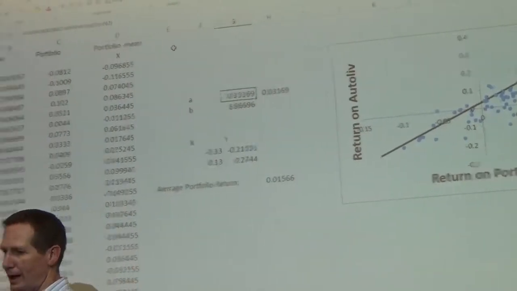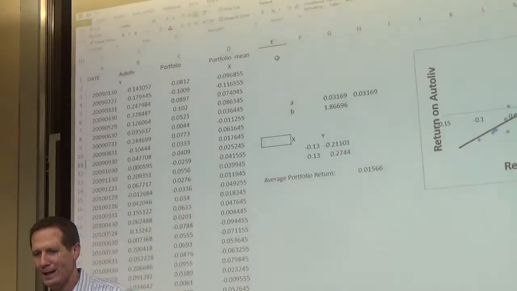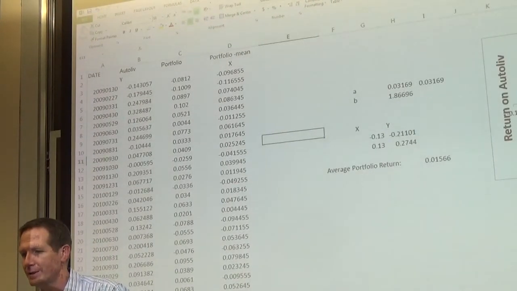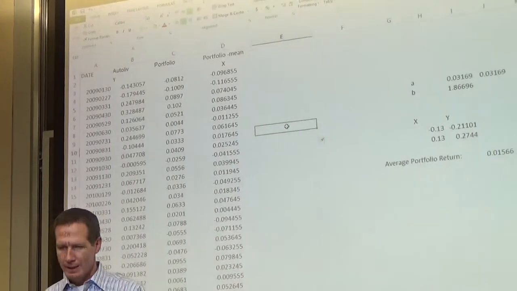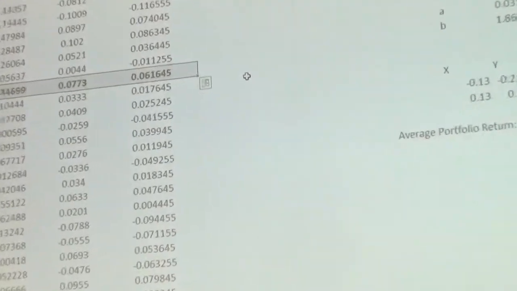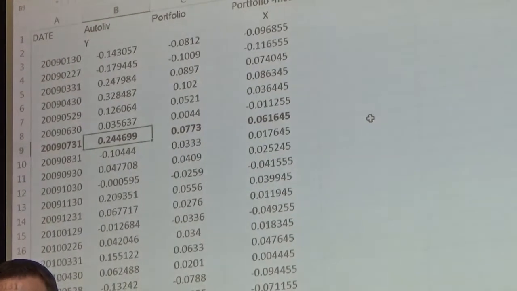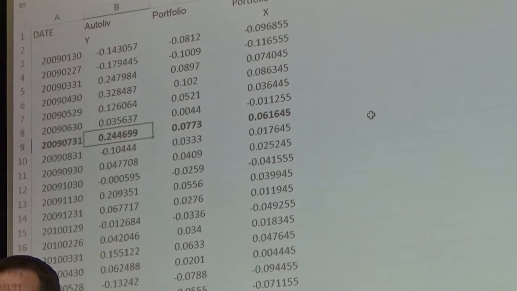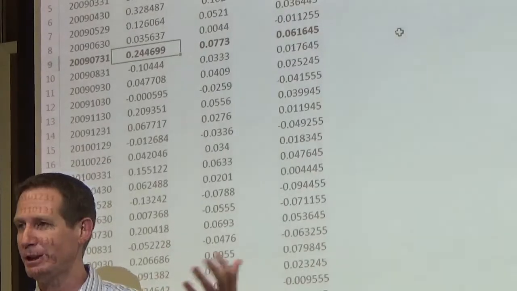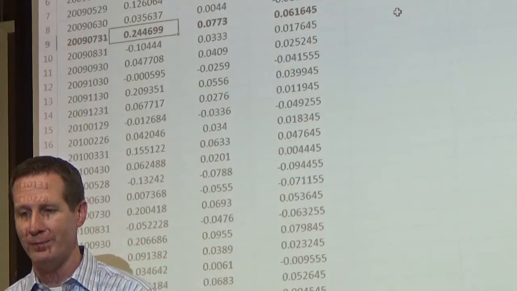All right, let's now go ahead and decompose some returns. So for example, in July of 2009, Autoleave posted a 25% return, about a 24% return. How much of that was due to a high expected return for Autoleave? How much of that is due to unanticipated shocks? Shocks that are related to the portfolio and shocks that are independent of the portfolio.